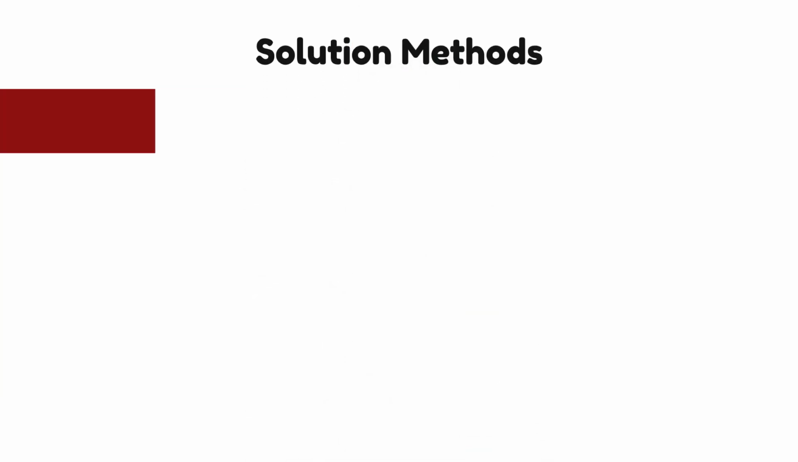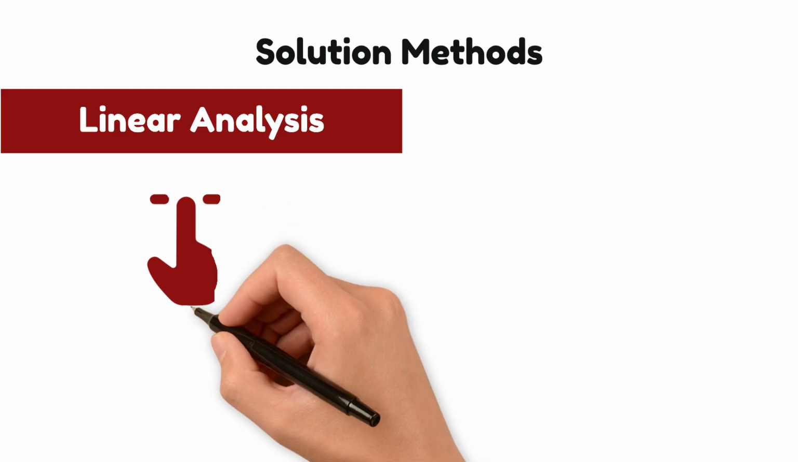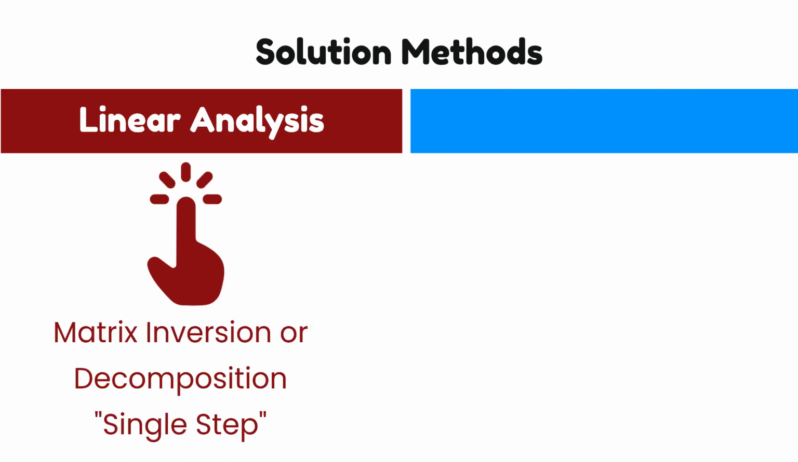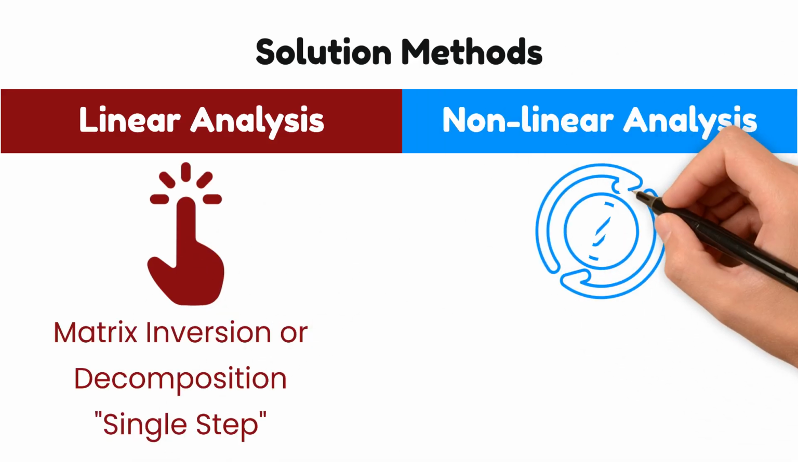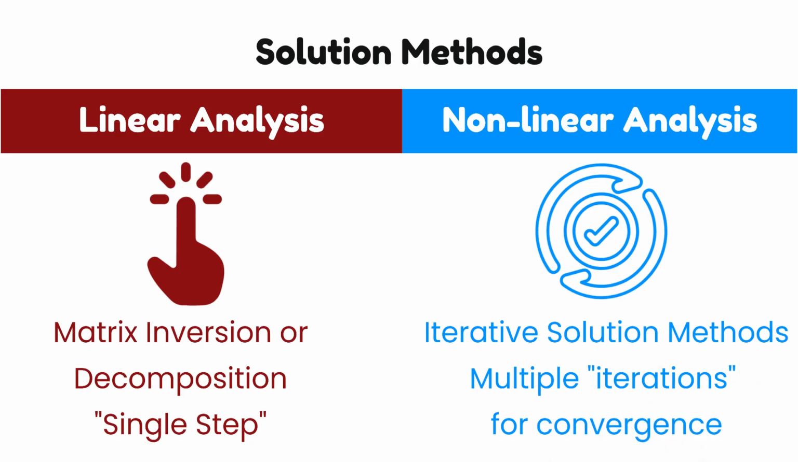In linear analysis, solving the system is straightforward. You invert or decompose the stiffness matrix once and get the result in a single step. But in nonlinear analysis, the solution requires multiple iterations. Each step refines the result until the equations finally converge. That's what makes it computationally intensive.